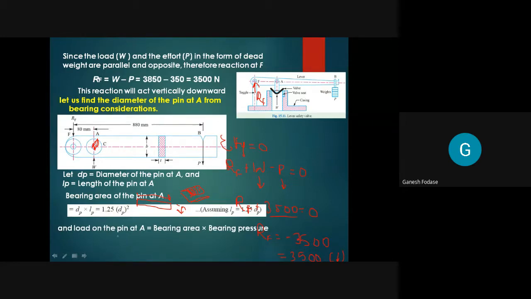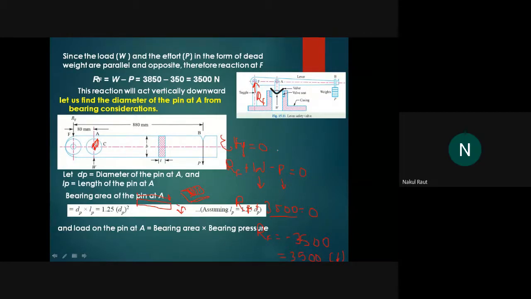And we know the load on the pin at A is equal to bearing area into bearing pressure. This is one we talk about bearing area, that is DP into LP. But now when we talk about load on that pin at A, the W, any load, let's say W here, W is equal to bearing area into bearing pressure. So bearing area is known to you and bearing pressure is also given to you. So how much bearing area is? DP into LP, yes. And bearing pressure?